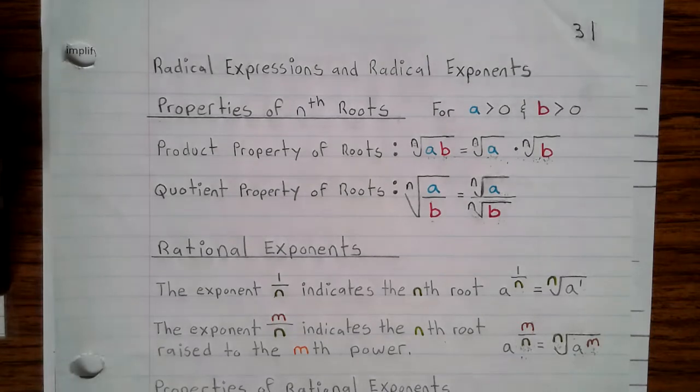Properties of nth roots, for a greater than 0 and b greater than 0. Product property of roots: the nth root of a times b is equal to the nth root of a times the nth root of b. The quotient property of roots: the nth root of a divided by b is equal to the nth root of a divided by the nth root of b.